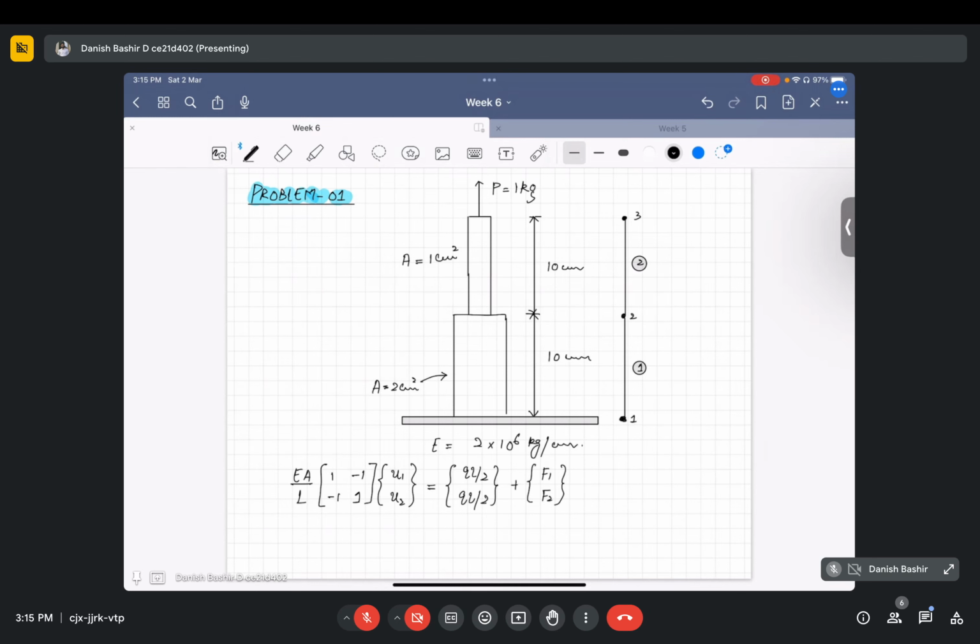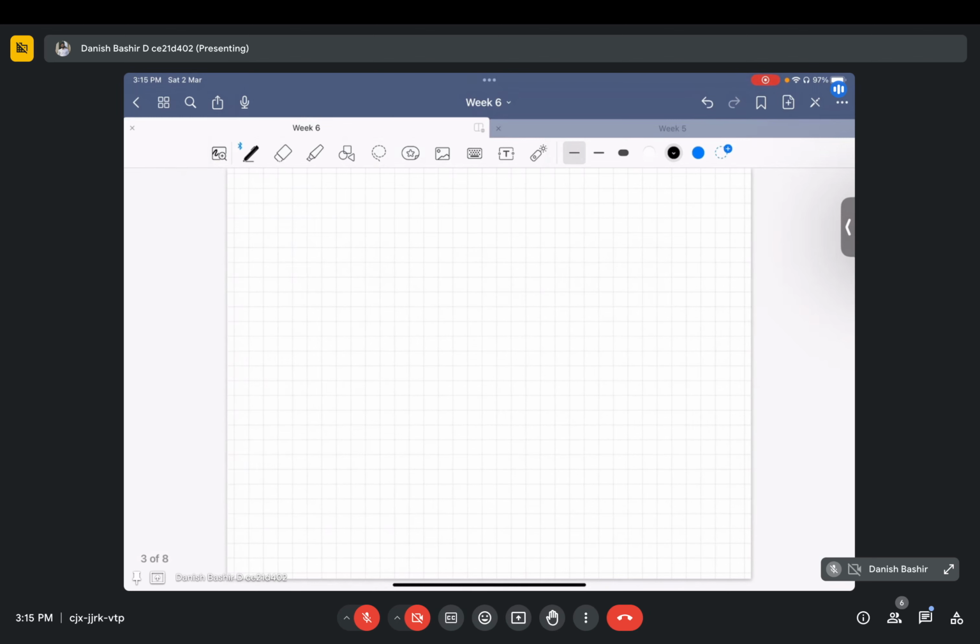So let's move to the next page. Equation for element first.